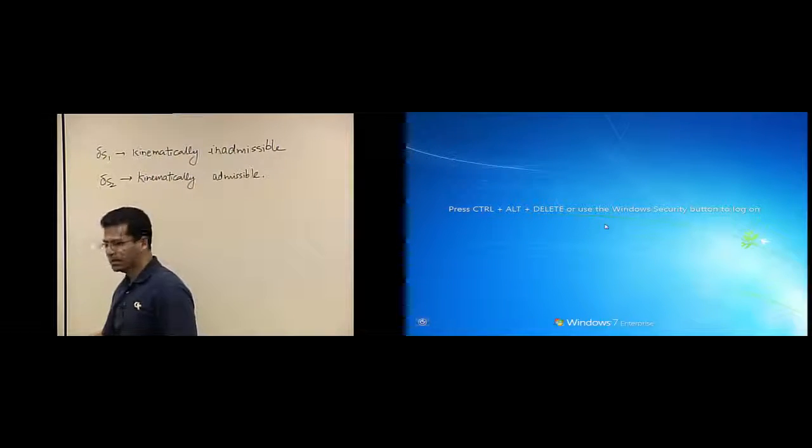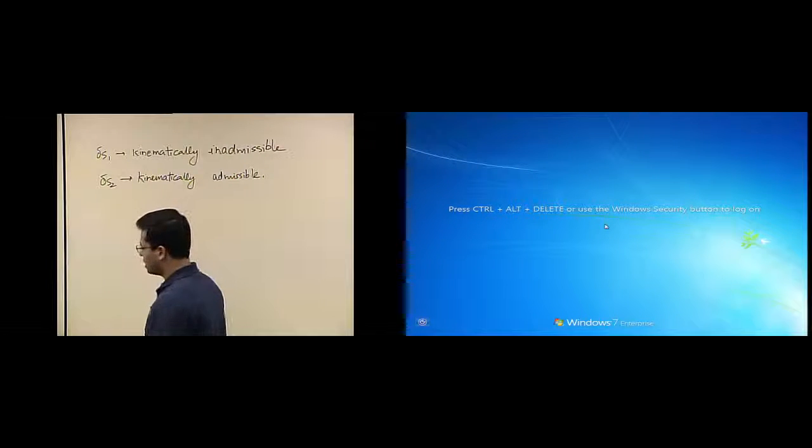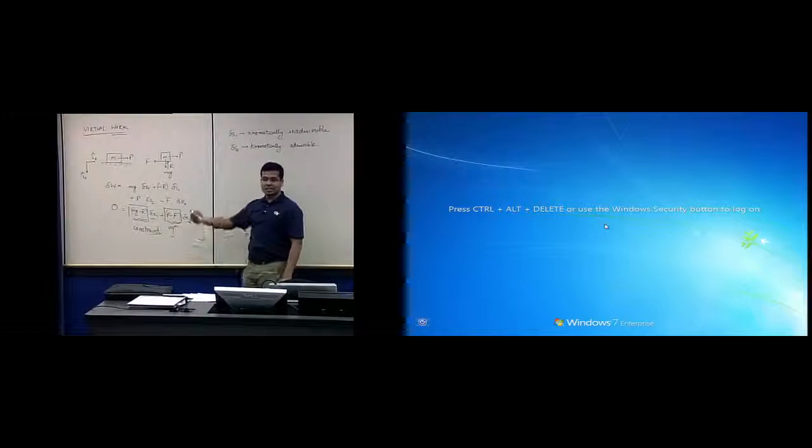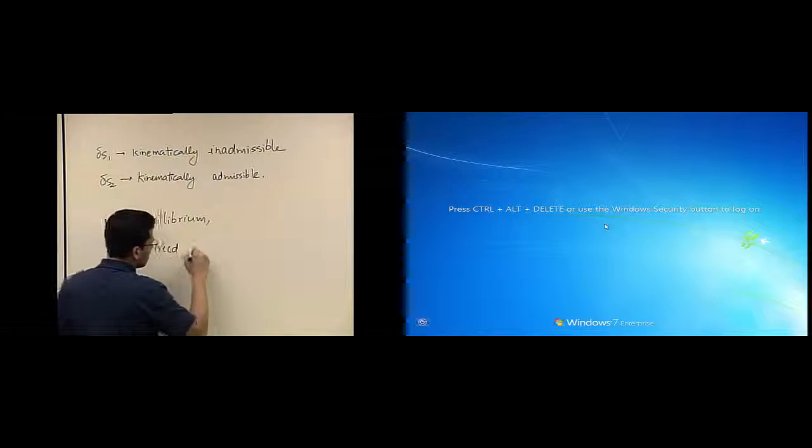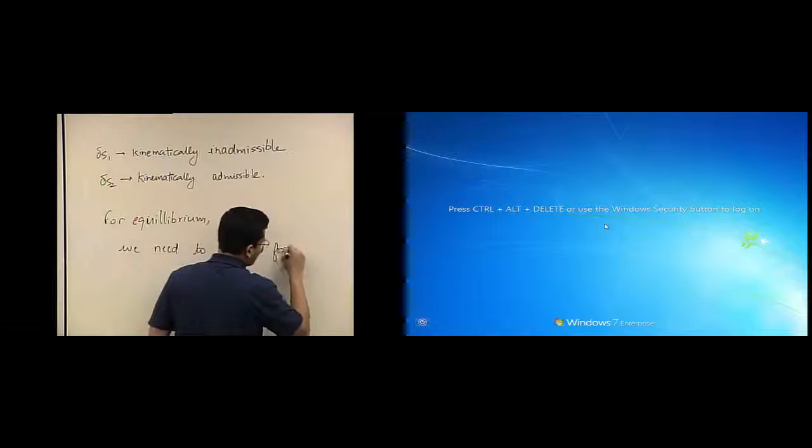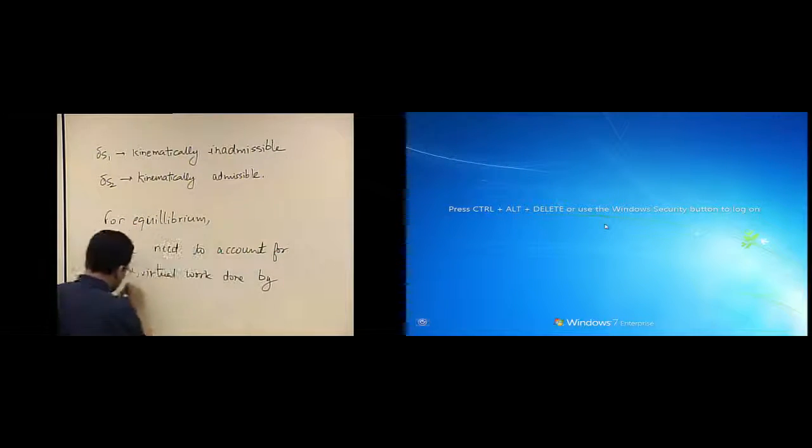From this exercise we can find a couple of things. One is that if you just need the equilibrium equation, you do not need the kinematically inadmissible displacement. You can just take the contribution of virtual work based on the kinematically admissible displacements, right. So for equilibrium, we need to account for the virtual work done by kinematically admissible displacements.